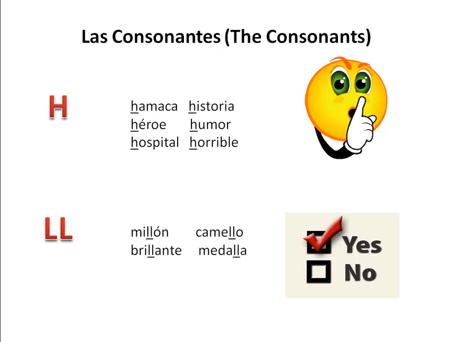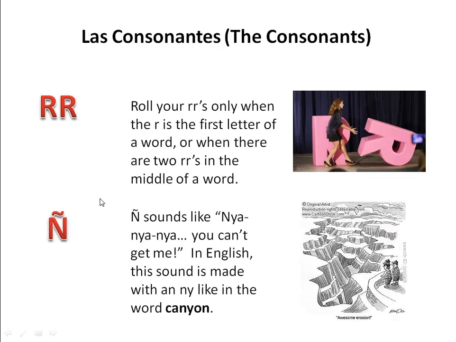The second word, héroe. It means hero. Notice that we're not pronouncing the H. Héroe. Hospital. Historia, history. Humor. Horrible. With the double L, millón, million. Brillante, brilliant. Camello, camel. Medalla, medal, like a medal that you wear around your neck for winning a race.